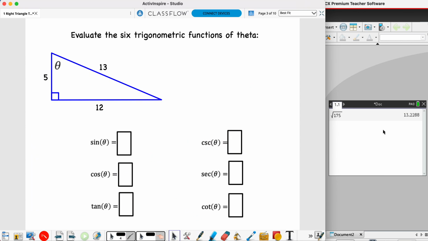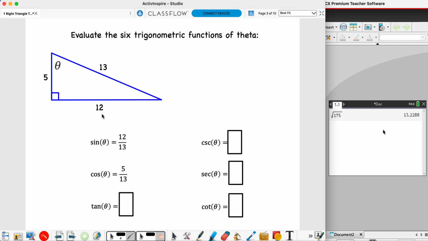Okay, so just to kind of get back in the swing of things here, here is a triangle. The sides are 5, 12, and 13. Let's evaluate the 6 trig functions of theta. So sine of theta, what would sine of theta be? Well, sine is opposite over hypotenuse, so 12 over 13. What would cosine of theta be? Well, cosine is adjacent over hypotenuse, so 5 over 13.